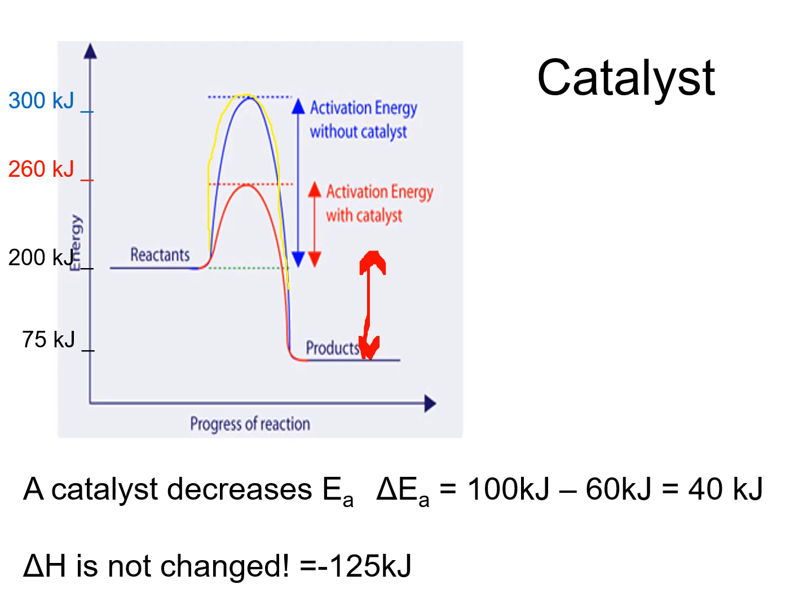It is negative because the reaction is exothermic. It is exothermic because the products have less energy than the reactants. So that delta H is exactly the same regardless of whether you're using the catalyst or not. The catalyst is not changing the energy stored in the reactants or in the products molecules. It's just changing the way to get from one to the other.